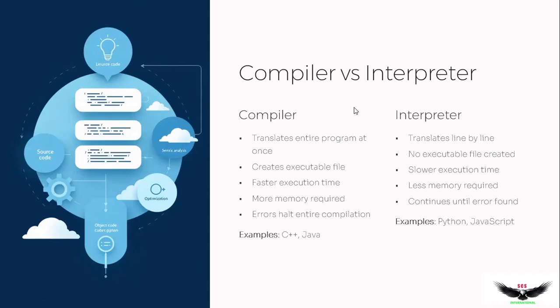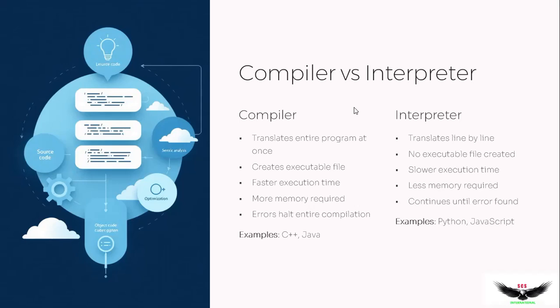In the compiler, we find faster execution time, while in the interpreter, there is slower execution time with less memory required. Yet in a compiler, more memory is required. In a compiler, errors halt the entire compilation, while an interpreter, since it handles line by line, continues until an error is found.